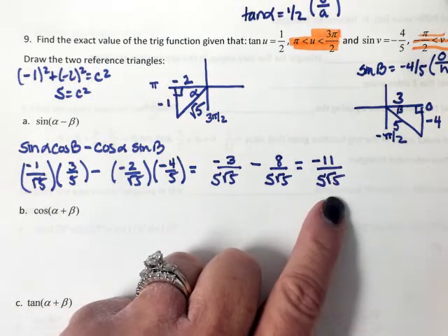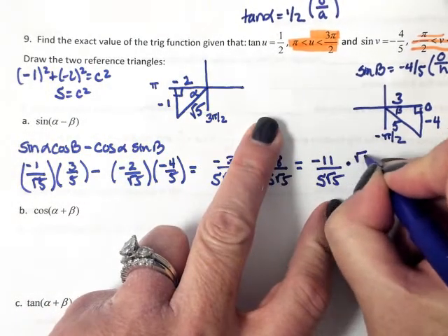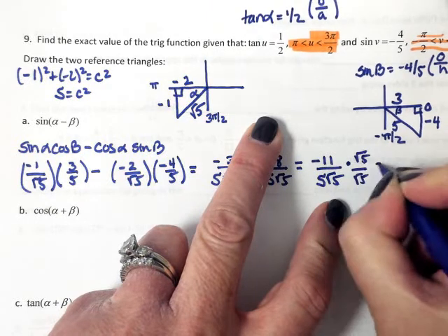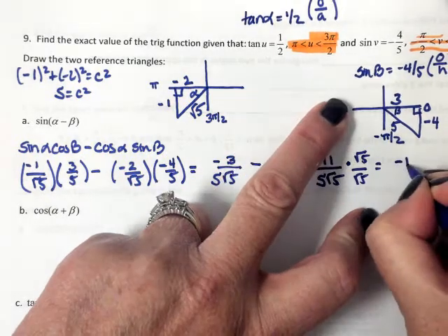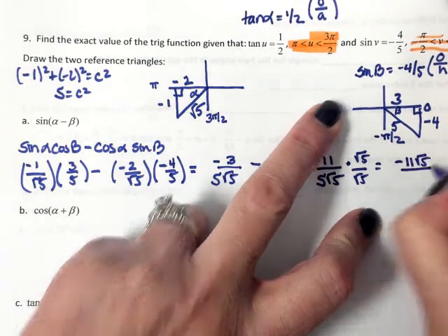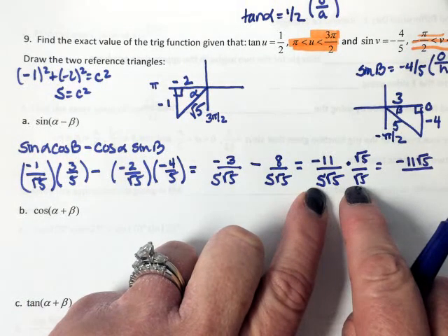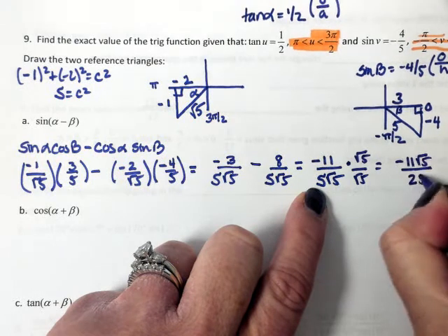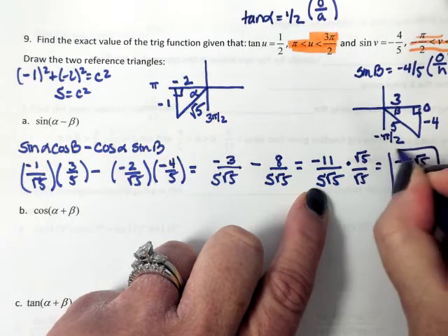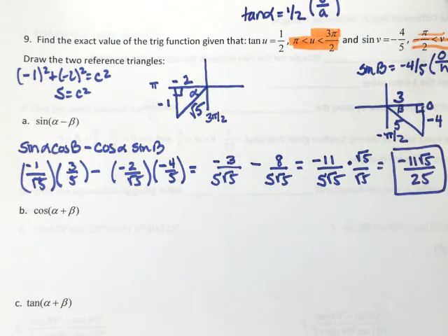But what I need to do is rationalize the denominator, so I have to multiply the numerator and denominator by square root 5. So I have a -11 square root 5 over. Now remember, this is 5 times square root of 25, which is 5, so that's going to give me a 25. So there's your sine difference.